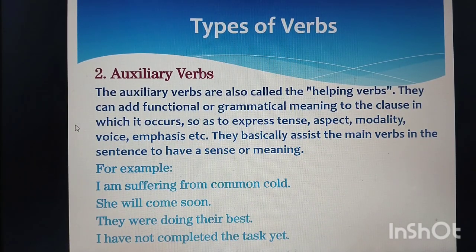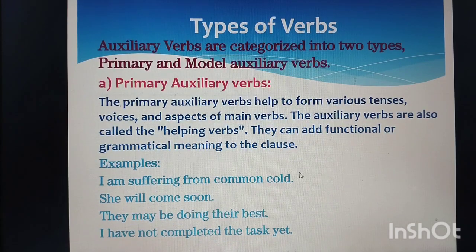So this is auxiliary verb. And you can see there are two types of auxiliary verb. Auxiliary verbs are categorized into two types. That means auxiliary verbs are divided into two types. You can see primary and modal auxiliary verbs.